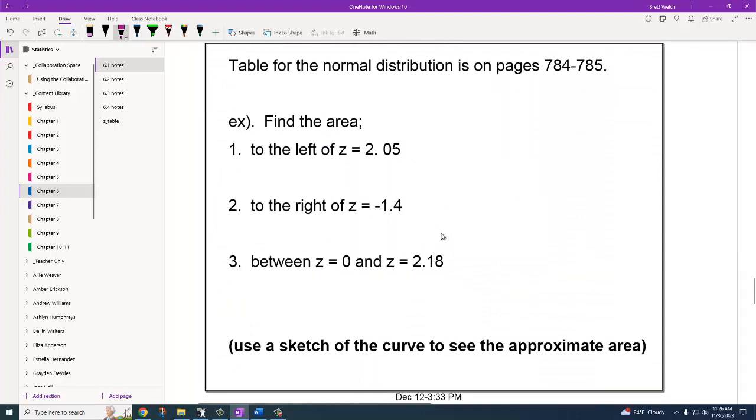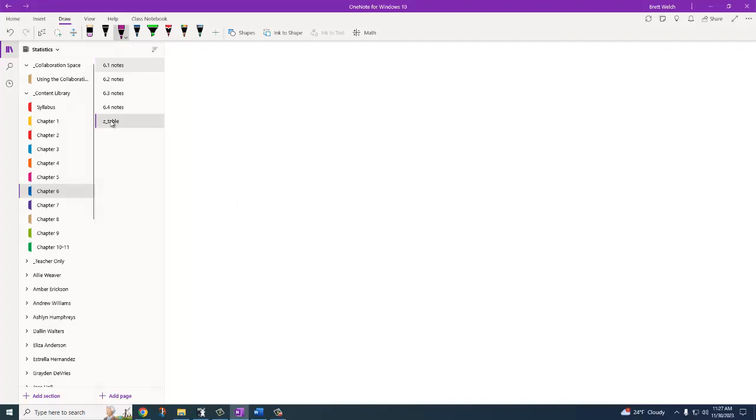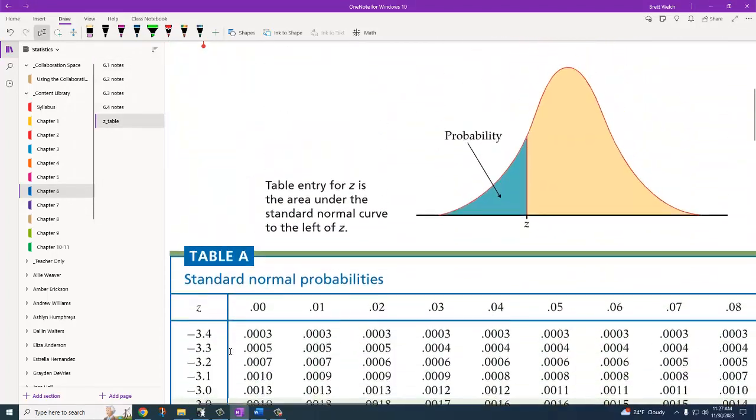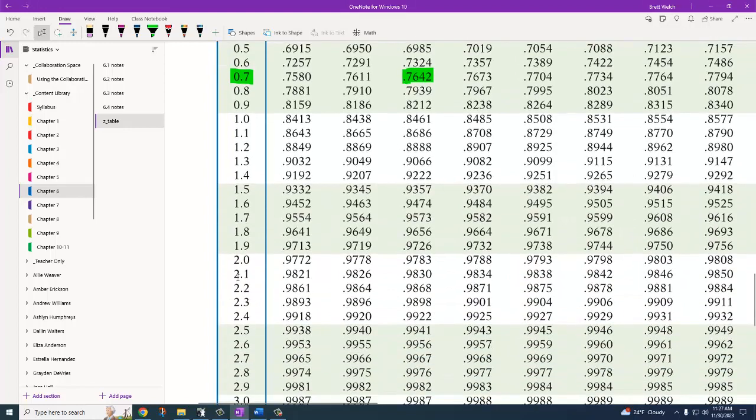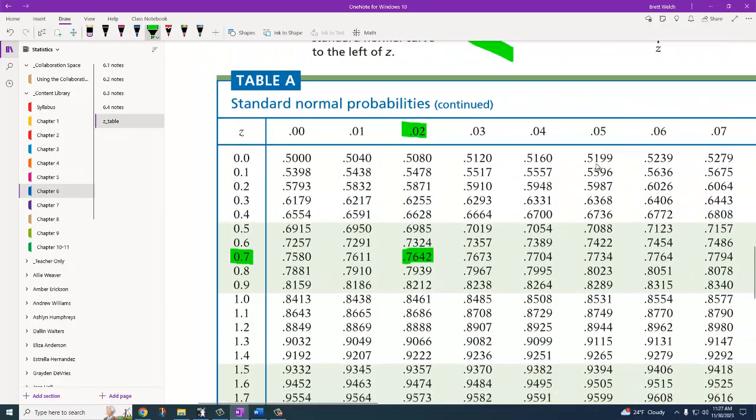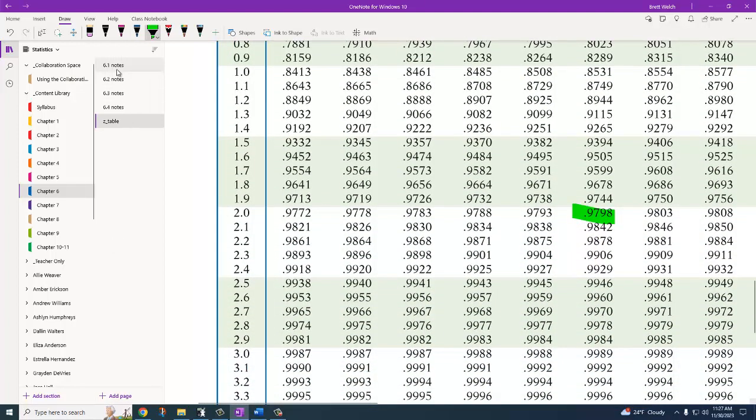So some examples of this that we can use, and we'll go through this on the chart. If I want to find the left side of 2.05, I always like to draw a quick little bell curve. 0 would be right in the middle, so 2.05 is right here, and it says the left side. Well, the good news is the left side is the side that the chart gives me naturally. So I'm looking for 2.05. I'm going to come down to 2.00, 01, 02, 03, 04, 05. Right here, 0.9798, just to check. Yep, I'm under the 05. So 0.9798.